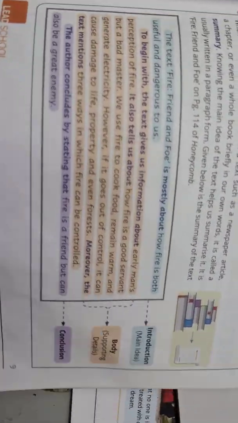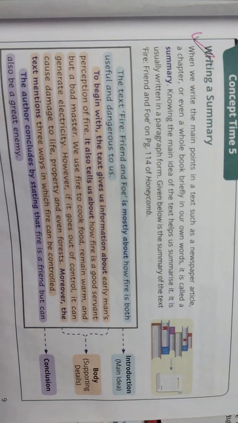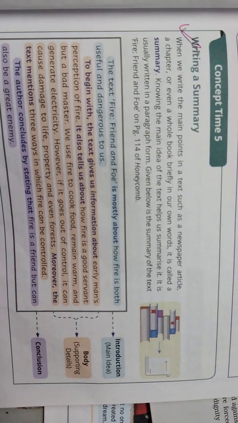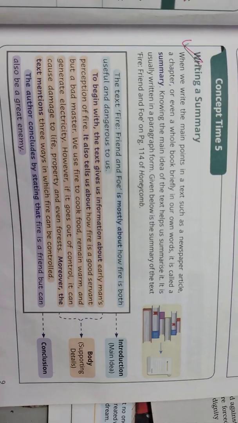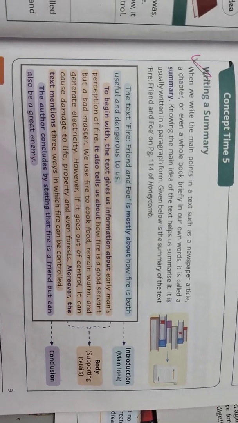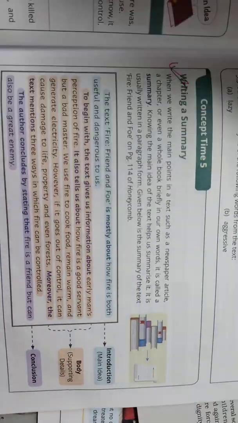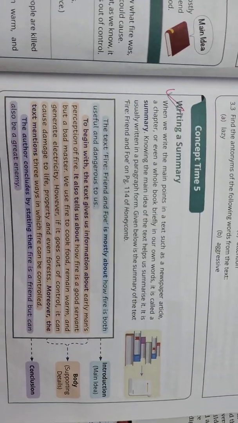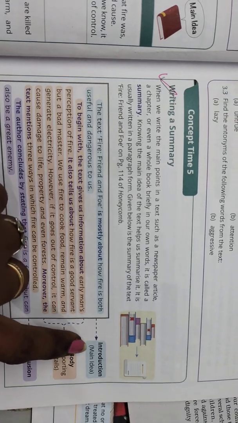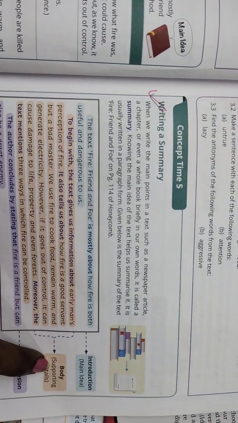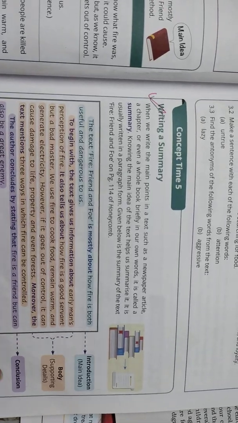Then the next thing we are going to see is how to write a summary. As we all know how to write a summary, for example, if an article is given in a newspaper, it will be long, for example, a full page. If you want to summarize it, you just have to write the introduction, that is the main idea of that particular article, and find some supporting details related to the topic, and it should have the conclusion.